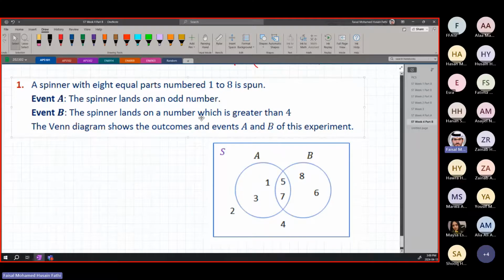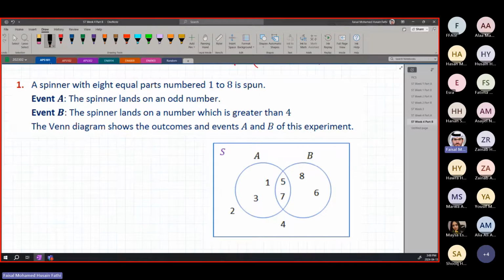The spinner lands on a number which is greater than 4. Any number greater than 4 is 5, 6, 7, 8. We will write this down in a bit, but this is greater than 4. So if you notice here, 5, 6, 7, 8 is in part B. In common, the intersection you will notice is 5 and 7.